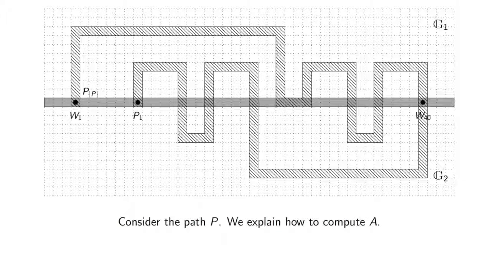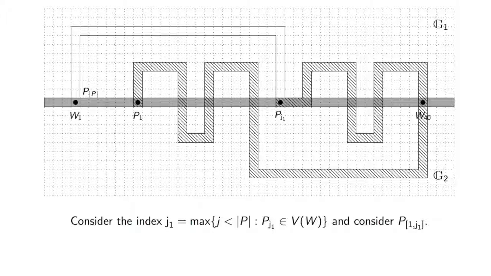Consider the path P. We now explain how to find the arc A. Consider the largest index J1 such that Pj1 is in the window W and J1 is not the last position of P. If J1 is equal to 1 then P is an elementary arc of G1. We suppose that this is not the case. By hypothesis the last edge of P is in G1. Then the segment of P from J1 to its last position is an elementary arc of P. Now, we focus on the segment of P from 1 to J1.